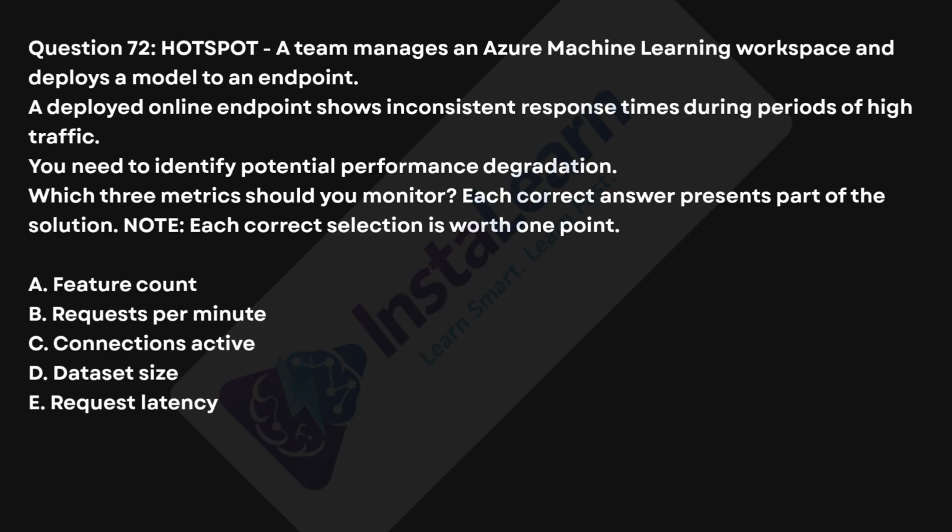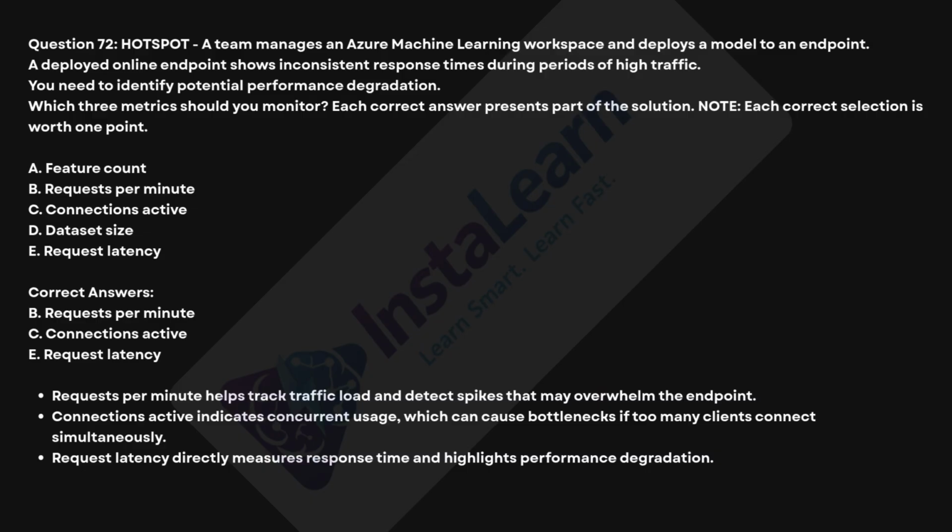A. Feature count. B. Requests per minute. C. Connections active. D. Dataset size. E. Request latency. Correct answers are B. Requests per minute. C. Connections active. E. Request latency.